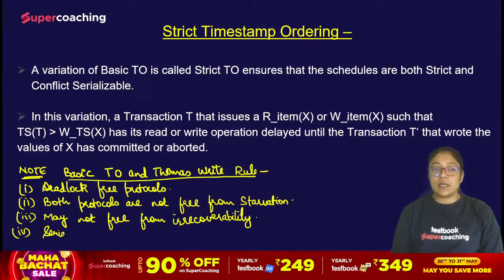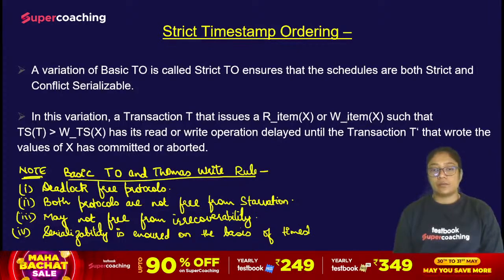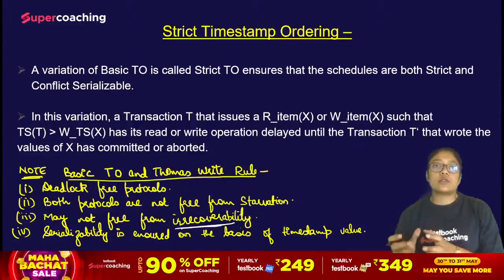So serializability is ensured on the basis of timestamp values. So serializability will be ensured. Now the second main concern is irrecoverability. In order to ensure recoverability, we have to put a constraint on the commit. That is, if any transaction has performed a write operation, then the other transaction should not be allowed to perform a read or write operation. That is the condition for a strict recoverable schedule. Same condition we are applying here.